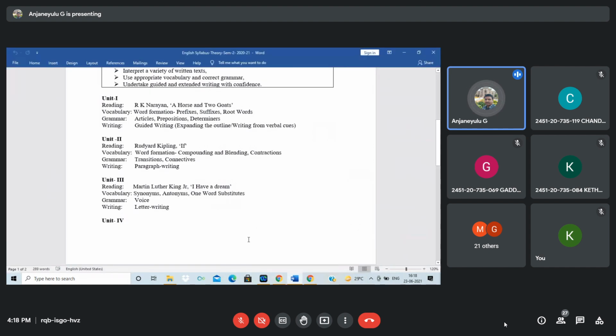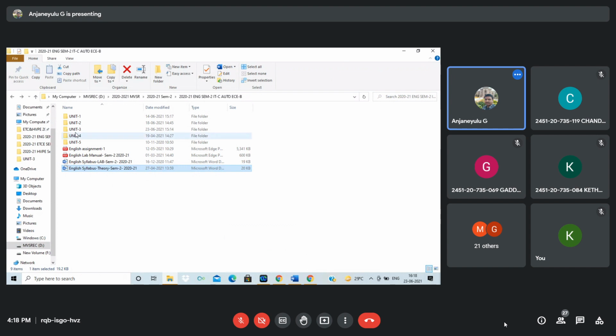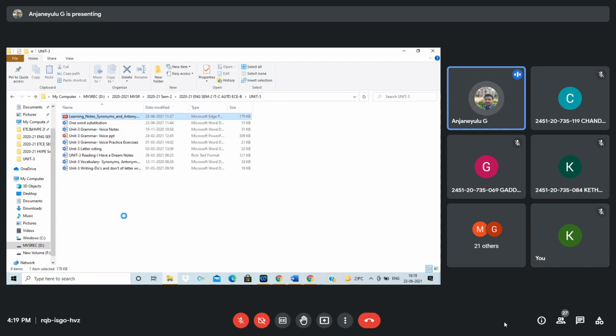Okay, fine, students. Now we'll start the vocabulary topic: synonyms, antonyms, and one word substitutes. Your syllabus for the first internal is two units completely, and the third unit, vocabulary and grammar. Okay, now we'll move to the topics which we have here. One second, I'll share the notes here. Third unit. We'll see the synonyms and antonyms.